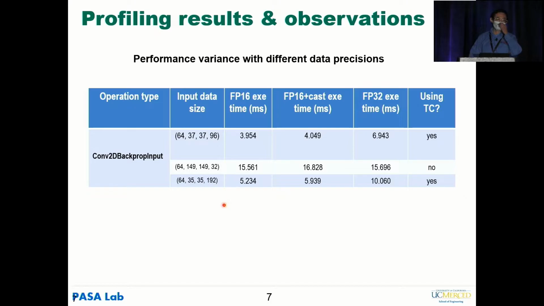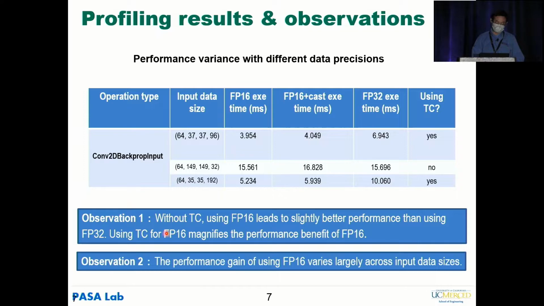The first conclusion is we see that without using TC, using low precision actually leads to slightly better performance than using full precision. And using TC, you can actually significantly magnify the performance benefit. This conclusion is drawn from the first two cases. Let's look at these two cases. In the second row, we see that we are not able to use tensor core because the input size is not aligned with the input requirement of the tensor core. And we use a floating, low precision. We get some performance benefit, very little benefit, maybe less than 1% or 5%, very little benefit.